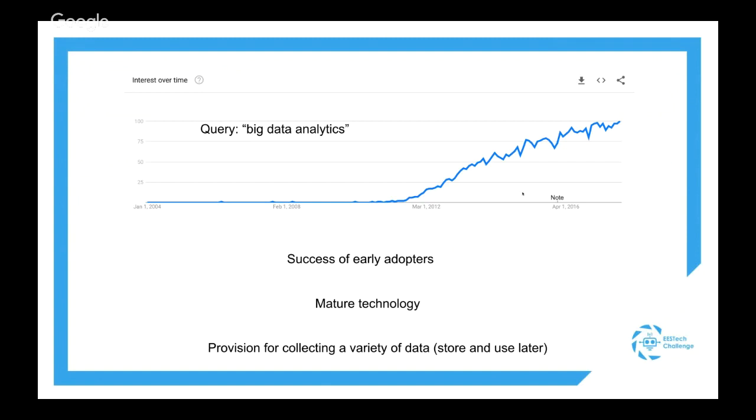So why this increasing trend? There are many reasons. The major one is that there was success in early adopters. So when people started using big data before big data became a thing, the people that used it had a lot of success, so others want to replicate that. Nowadays, the technology is mature, so even though there are a lot of challenges associated, there is also a mature technology that can actually help solve some of these challenges. So there is an increased provision to collect a variety of data. The idea is collect as much data as you can, and you will find some use later. So there is an increasing interest in big data analytics, and this is not going to go away.